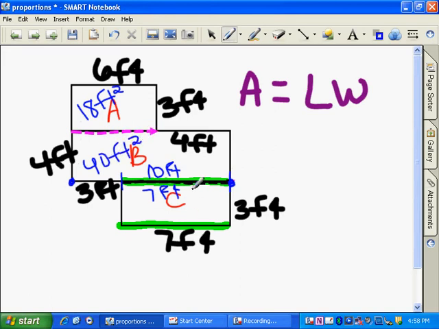Now we have this rectangle down here, and it is 7 feet by 3 feet. 7 times 3 is 21, so that's a total of 21 square feet. And so when I add rectangle A plus rectangle B plus rectangle C, so we can see 18 square feet plus 40 square feet plus 21 square feet, that is a total of 79 square feet.